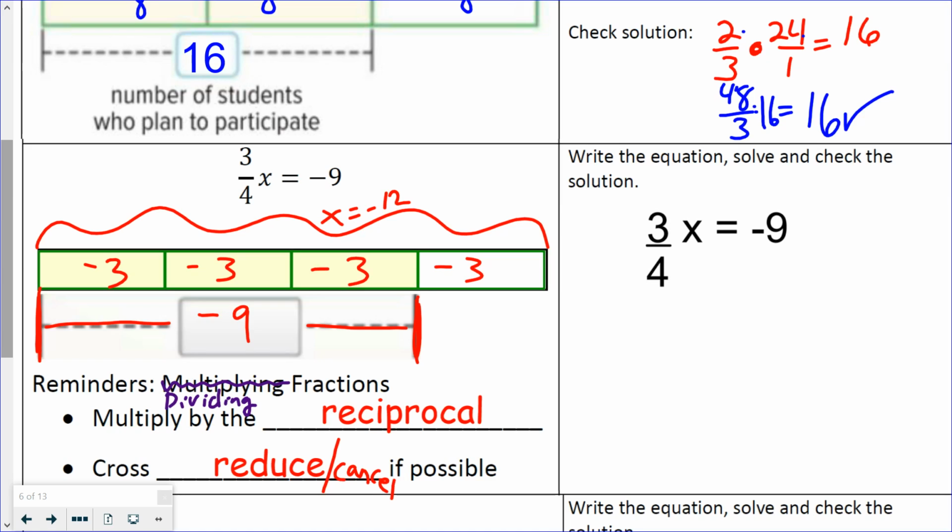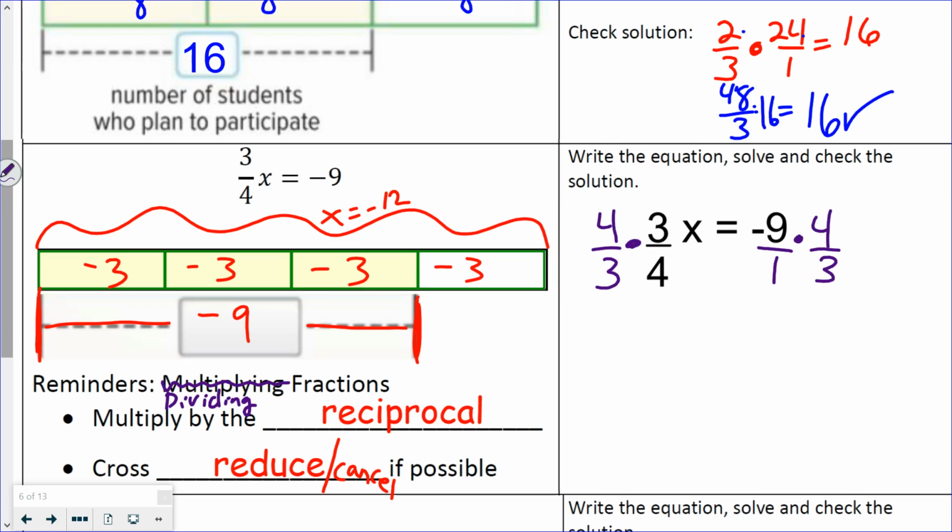Okay, so I have 3/4 x equals -9. I want to get x by itself. I want to isolate it. That's the whole purpose of multiplying by the reciprocal, because then it makes a 1 and x is by itself.